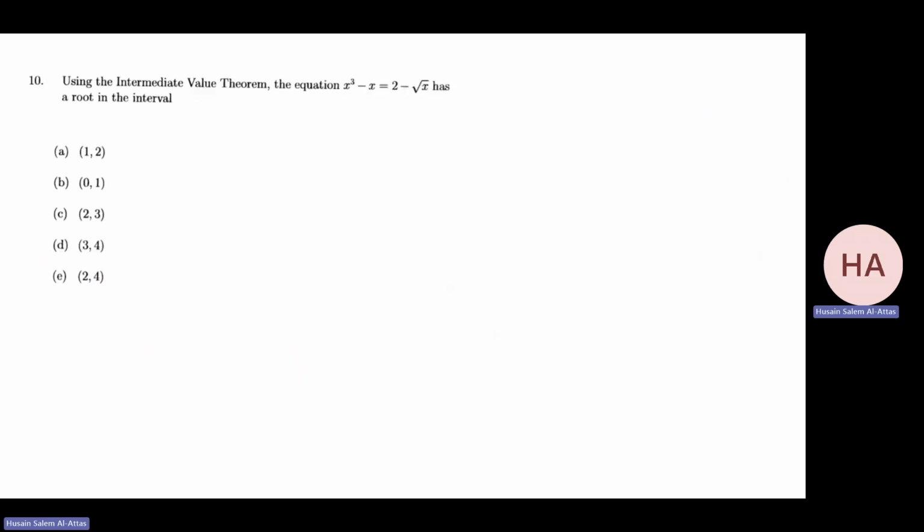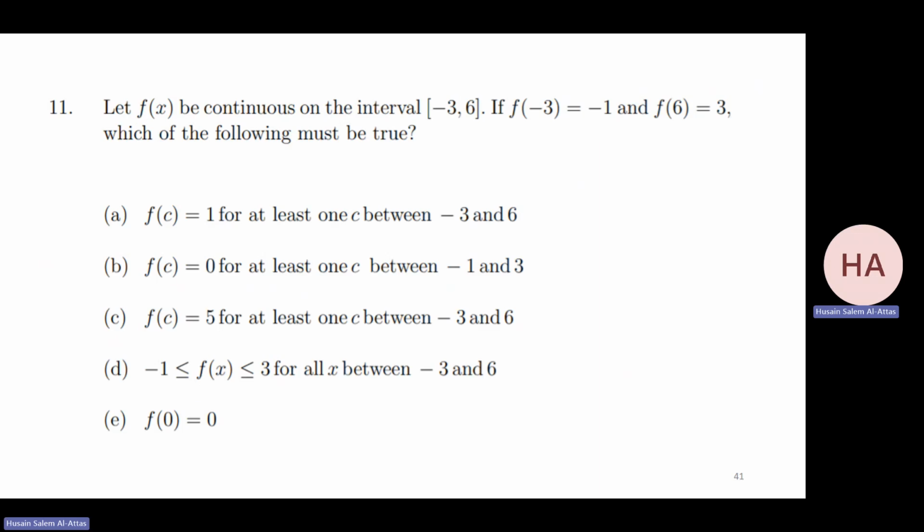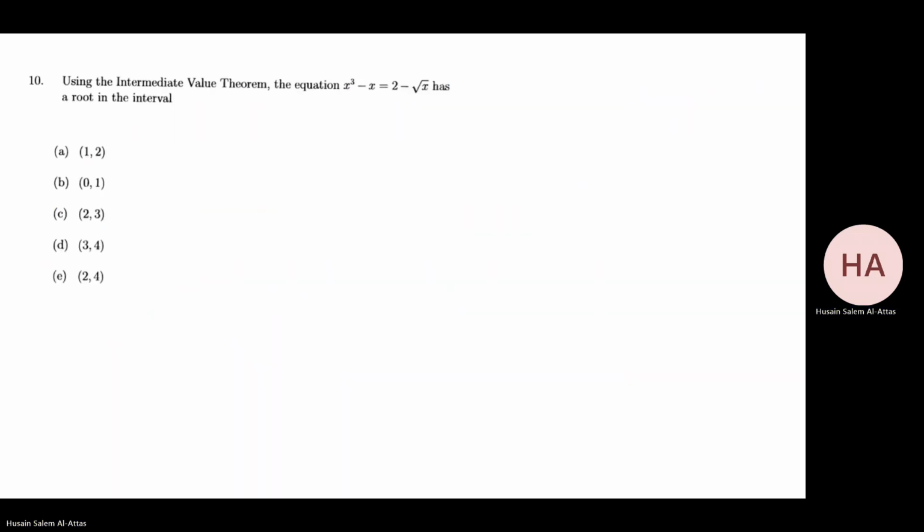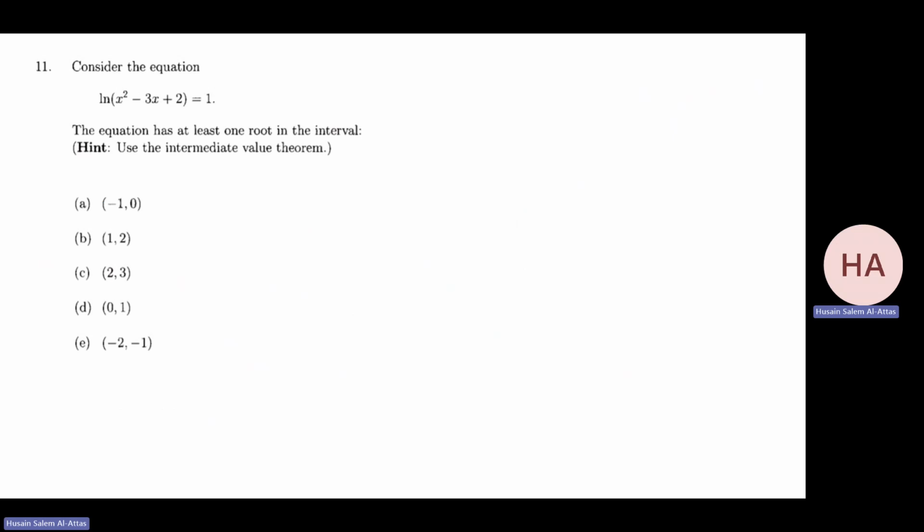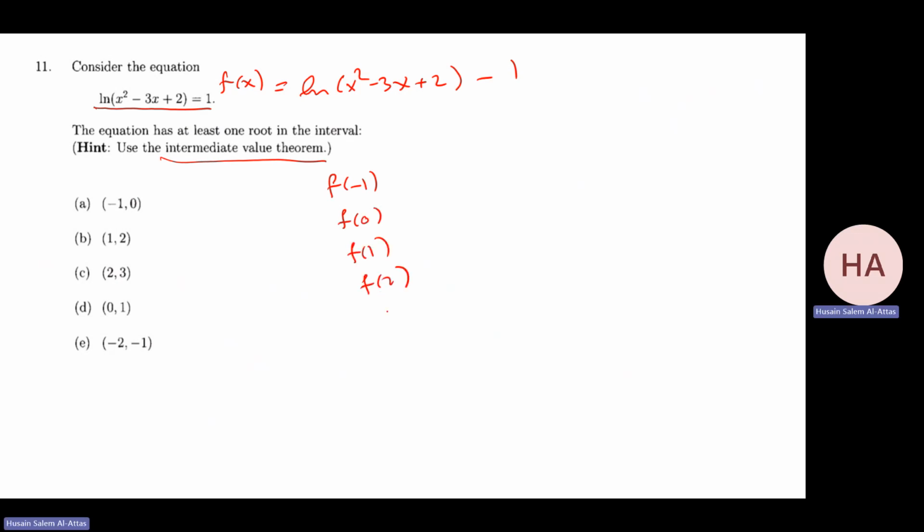Now we have this intermediate value theorem. I'll do 3 or 4 of these. I think I'll do these 2. Okay. So as usual, we need to make it equal to 0. So this is my function, which I want to find the 0. He said the equation has at least one root in the interval. Use the intermediate value theorem. So what will I check? I will check f of minus 1, f of 0, f of 1, f of 2, f of 3, f of minus 2. Those are the ones I need to check.